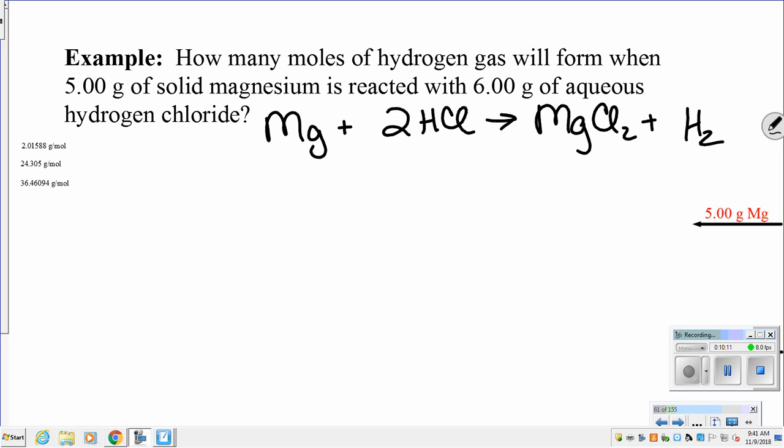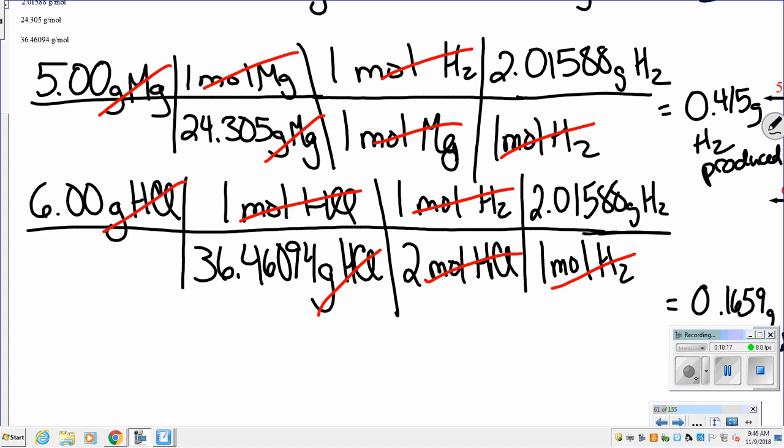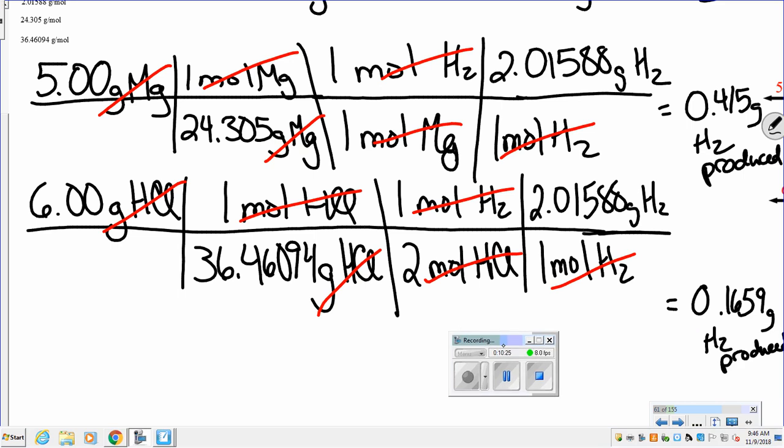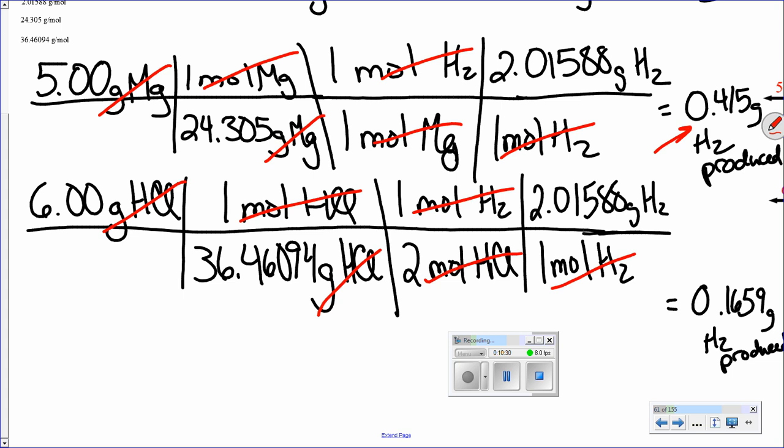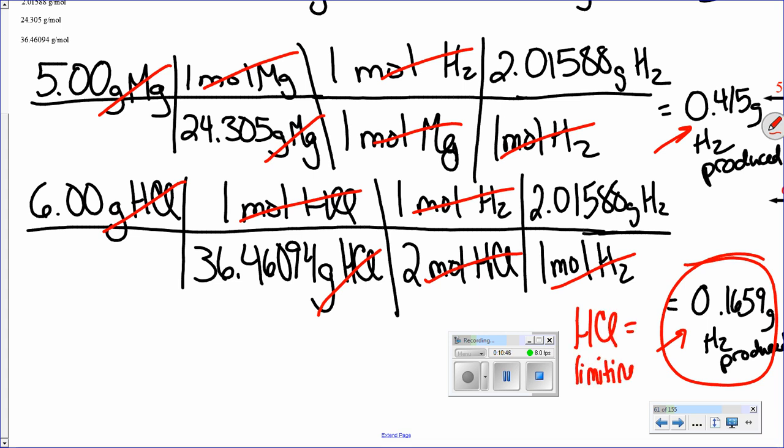By the way, here is your reaction, so you can just double check that to make sure you have the right mole ratios as you go forward. So at this point, if you have figured out how many grams of H2 you'd be producing in each of these, if you used 5 grams of magnesium, you're able to make that much H2. If you use 6 moles of hydrogen chloride, you're able to make this much H2. So hydrogen chloride is our limiting reagent. This is how much we'd produce. And yes, HCl is our limiting reagent.